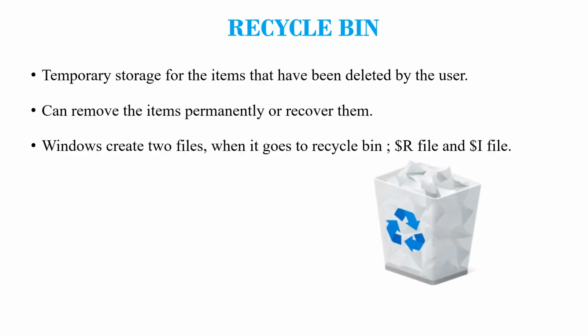The next artifact is the recycle bin. Whenever a user deletes a file, it is moved into a temporary storage, that is the recycle bin. From the recycle bin, the user can remove the item permanently or can recover it. And Windows creates two files each time a file is deleted and goes to the recycle bin. The two files are the $R file and the $I file. The $R file is a renamed copy of the deleted file, while the $I file is the source of metadata.